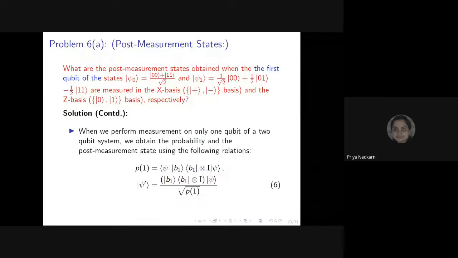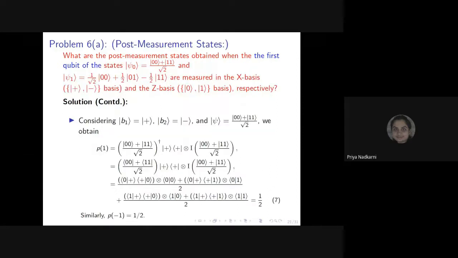Let's see what happens when we consider two qubits. When we consider a 2-qubit system and perform measurement only on one qubit, we obtain the probability and post measurement states using similar relations as before, but we have to apply the identity operator on the second qubit because we are not measuring that particular qubit. So here, instead of just the projection operator, we take the projection operator tensored with identity, and similarly, even while computing the post measurement state, we consider that.